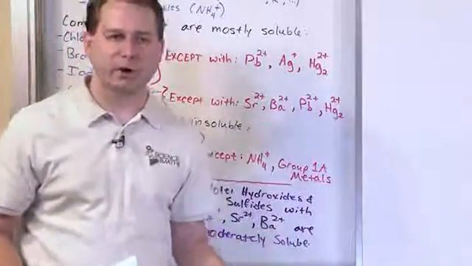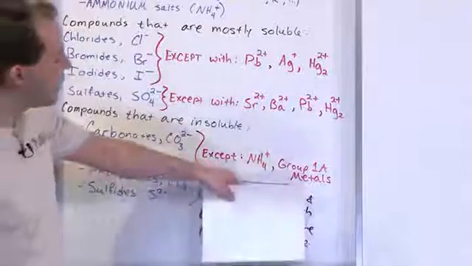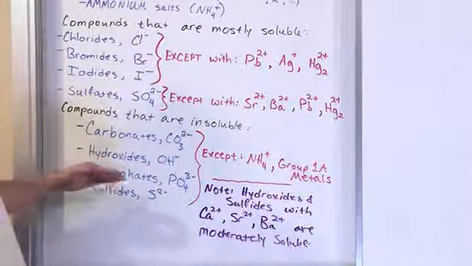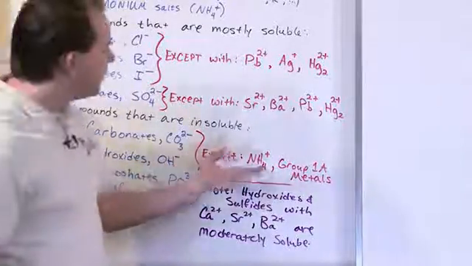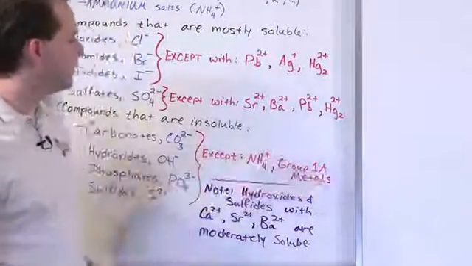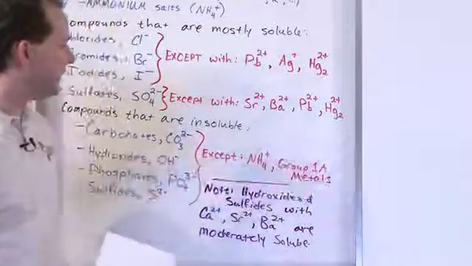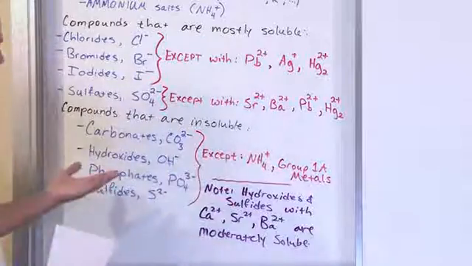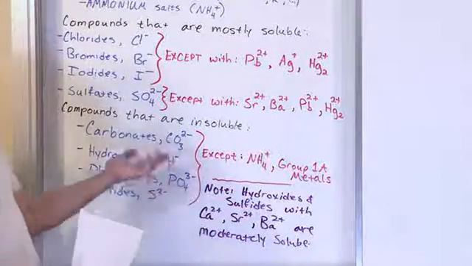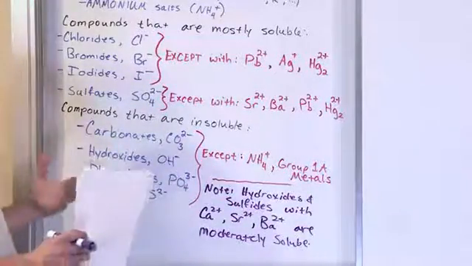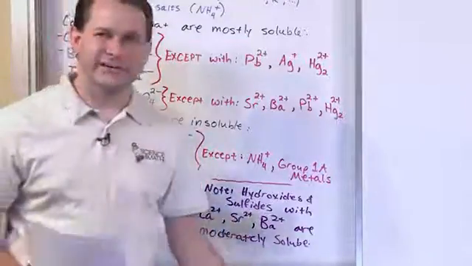Those things are moderately soluble, even though if I didn't put this note here, you would say, okay, hydroxides are not soluble. Is barium in this list? Or is strontium in this list here? And you would say no. So then you would say, all right, well, strontium hydroxide or calcium hydroxide must be insoluble. Well, that's actually another exception.